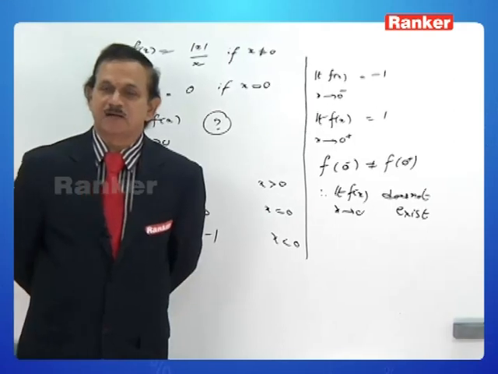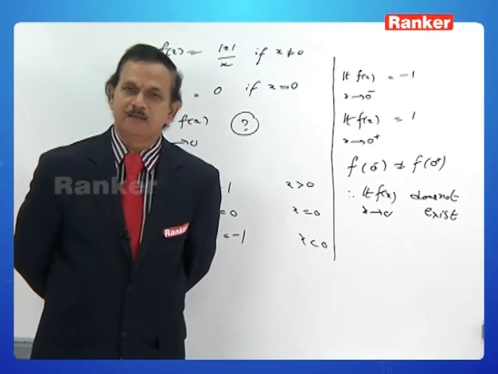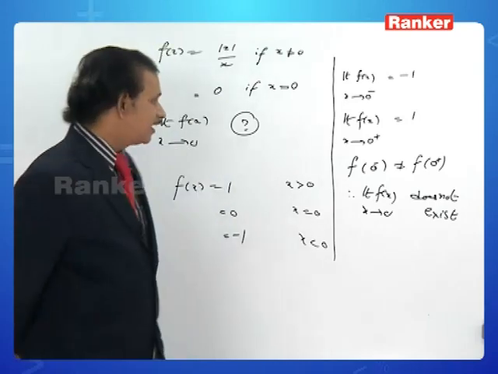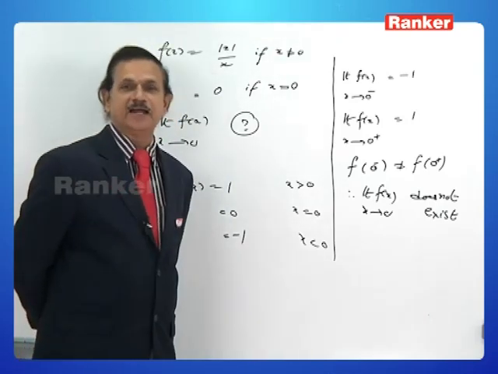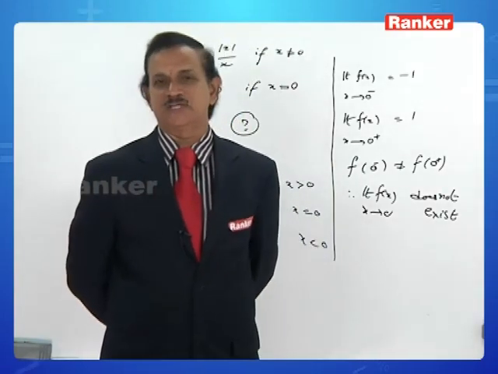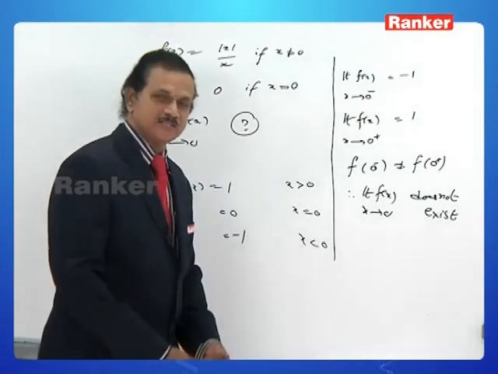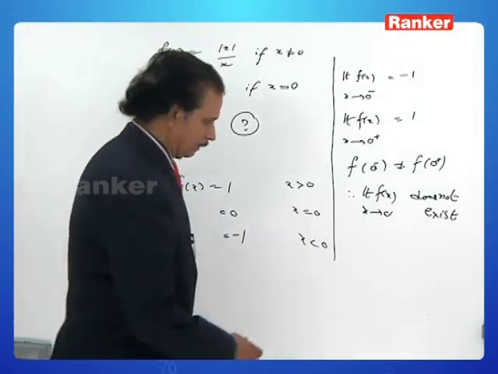In the previous example, we have seen that one of the one-sided limits, that is left hand limit, does not exist. But here, both left hand limit and right hand limit do exist but are not equal. In this case also, we say that limit of f of x as x tends to 0 does not exist. Let us examine one more example.